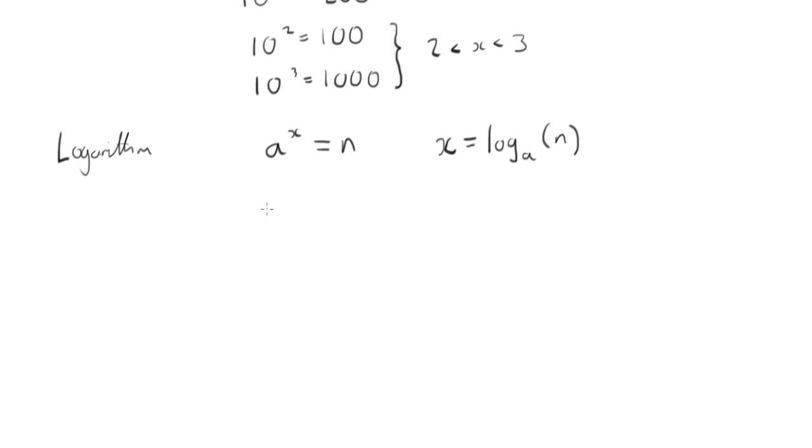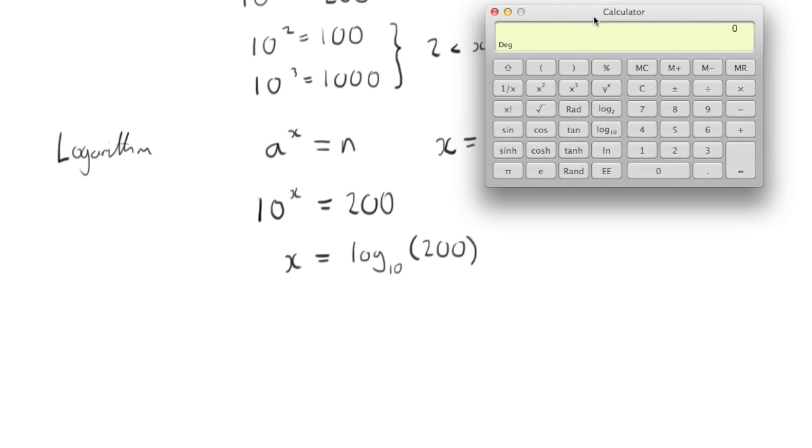If we go back and have a look at our problem here, we have 10 to the power x equals 200. If I use a logarithm, following this definition, the power x should equal log to the base 10 of my number 200. What I'm going to do now is bring in a calculator just to show you how to calculate a logarithm. Here I've got a calculator, and bear in mind this is a computer calculator. It's not very good. The hand calculators, which you're probably more familiar with, are better.